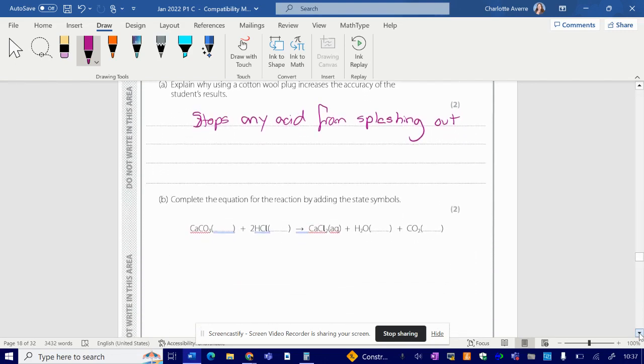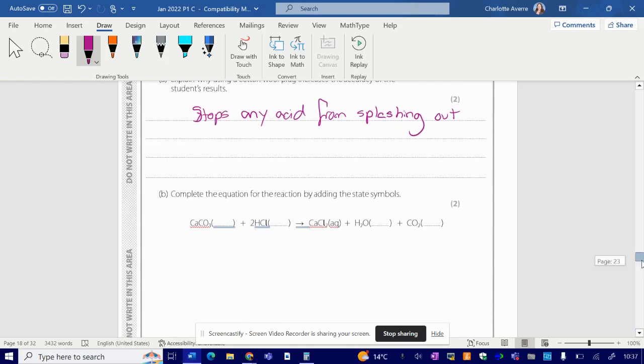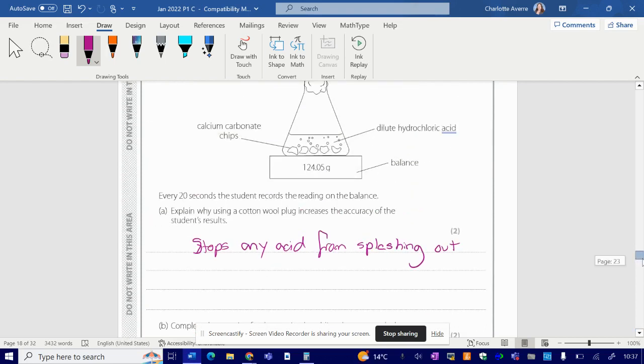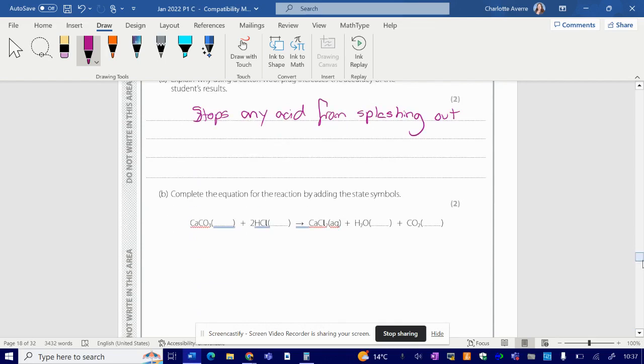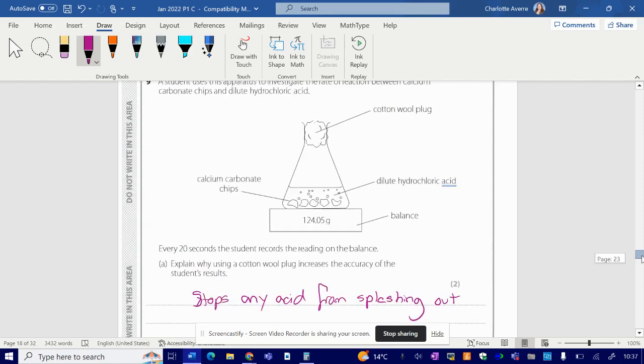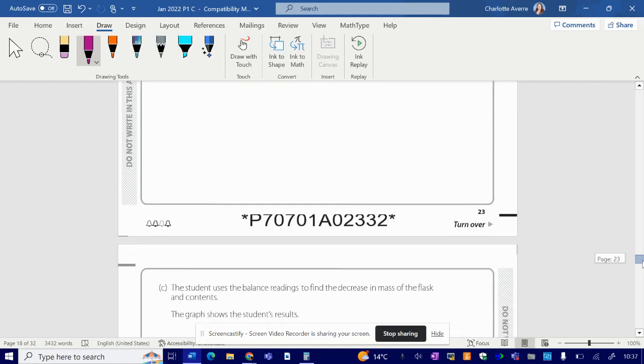Okay, we've then got a chemical equation. Okay, helpfully in the question they have shown us the calcium carbonate chips. So the calcium carbonate chips are going to be solid. Acids are always aqueous because they are acidic substances dissolved in water. Water as a product will be a liquid because it can't be aqueous. You can't have water dissolved in water, that's just water. And carbon dioxide is obviously going to be a gas, hence the bubbles being released.